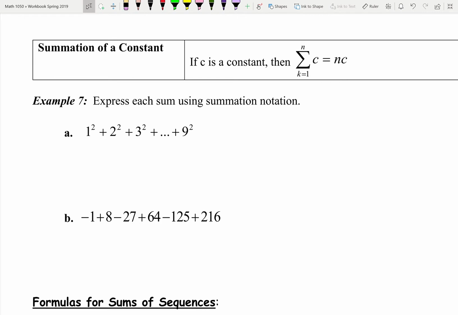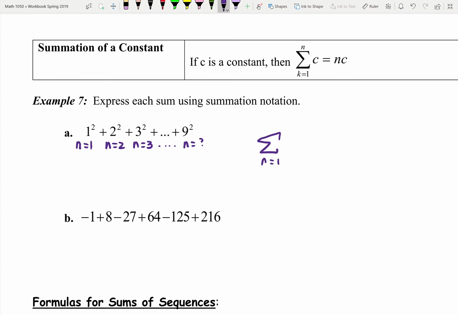On 7a, I want you to write n equals 1, and then n equals 2, and then n equals 3, and then dot, dot, dot, and then n equals, I don't know. So they want a summation. So make your summation symbol. You're going to start with n equals 1.